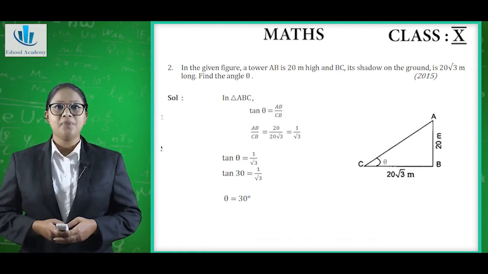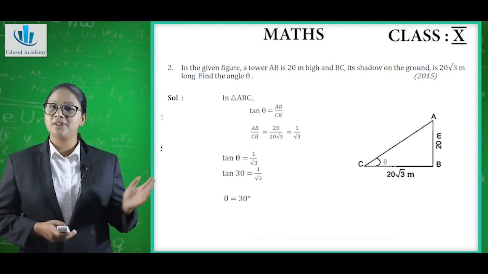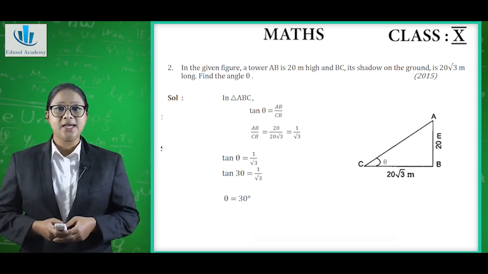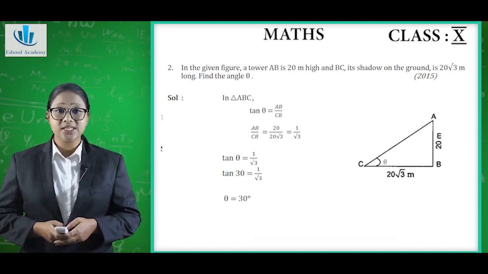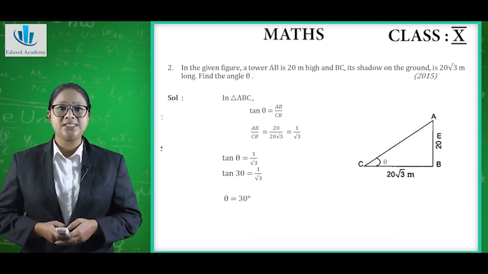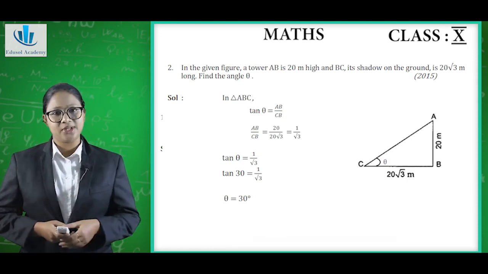In the given figure, a tower AB is 20 meter high and BC, its shadow on the ground, is 20 root 3 meter long. Find the angle theta. So you may refer to the figure given. So in triangle ABC, tan theta is equal to 20 by 20 root 3, as opposite by adjacent side. Upon cancelling the 20 in numerator and denominator, we will get 1 by root 3. That means tan theta is equal to 1 by root 3.